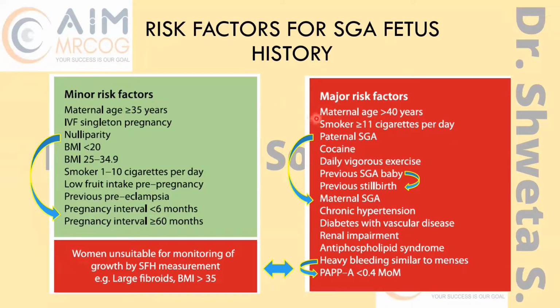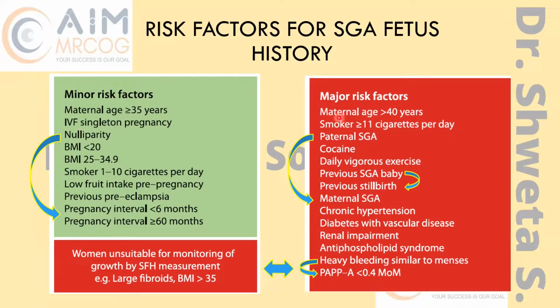So whenever you try to memorize this table, always memorize the major risk factors first. Because for a major risk factor, if you get only one in the question, that is enough for you for the surveillance for SGA. So no need of looking at another factor. Once you get one major risk factor, you are done with the question. You are going to monitor the baby by Doppler. That all surveillance tools we will discuss later. So let us first memorize the risk factors.